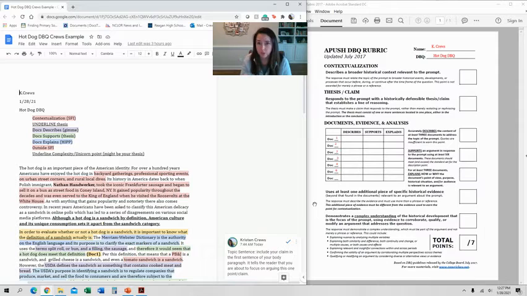I'm going to show you where it scores the points, and I've also highlighted my essay. You have access to this document, so if you're writing a DBQ next week and you want to see how I showed that I supported my thesis, you can look at this document and find the properly highlighted color, okay?